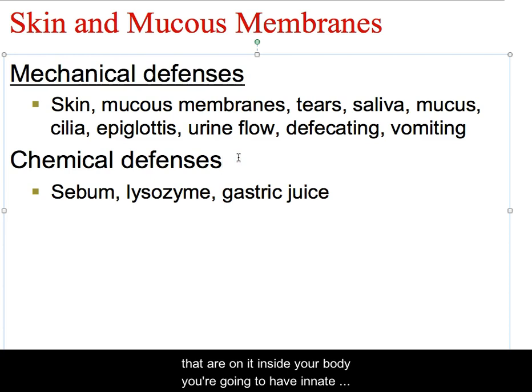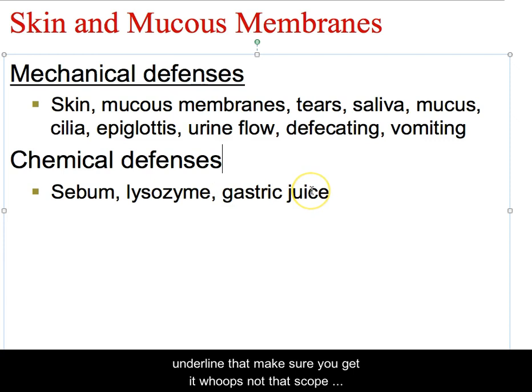Skin, mucous membranes, tears, saliva, the cilia, the epiglottis, flow of urine out of your body, defecating and vomiting. These all get rid of materials inside of your body that could otherwise harm you. Chemical defenses, the different types of sweat you make, the sebum, what's inside of them, the enzyme, the lysozyme, okay?